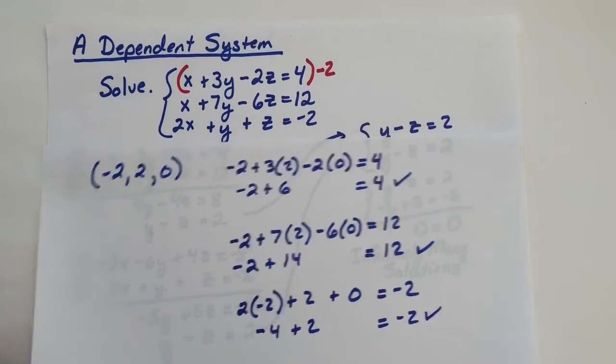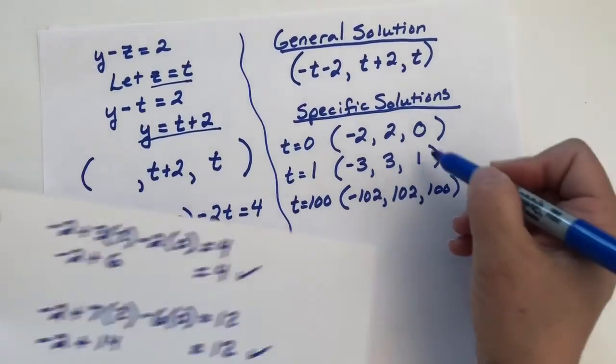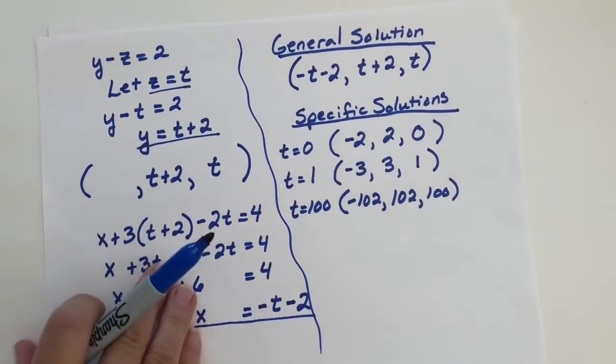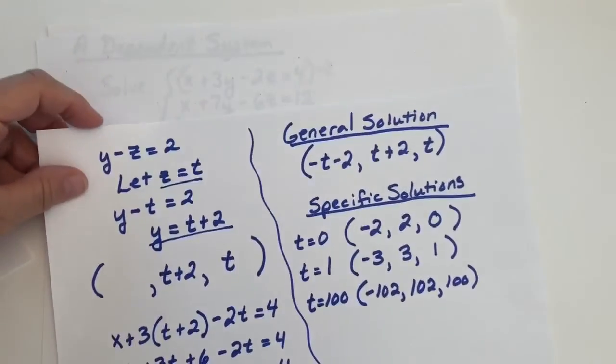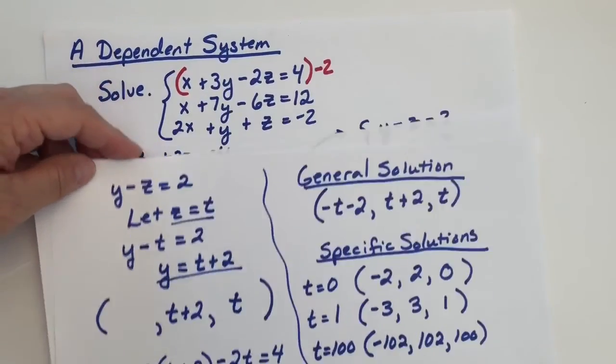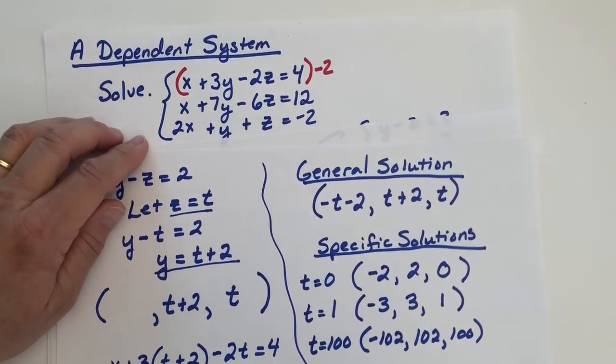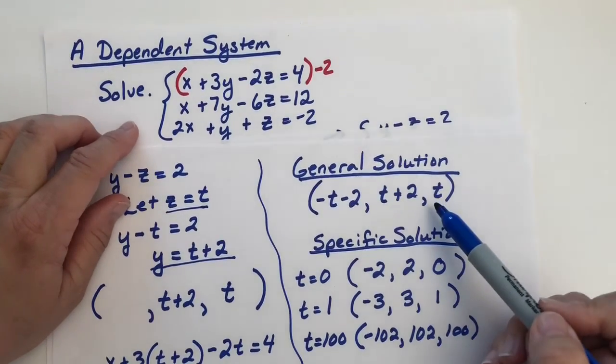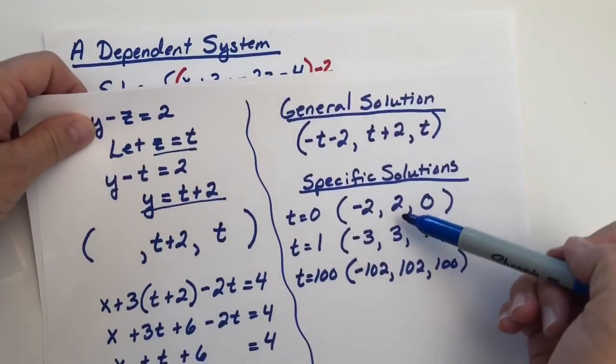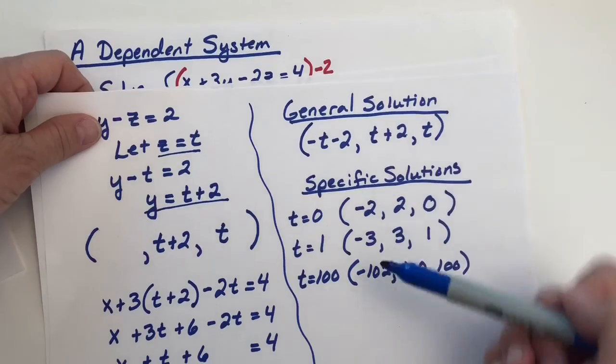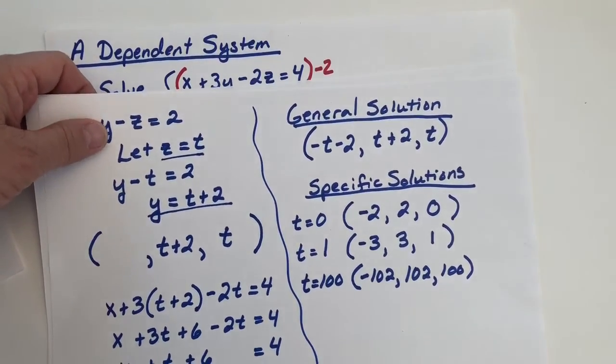Similarly, each of these solutions that I wrote here would work in this particular system. Where'd the system go? There it is. Here's our general solution, and here are just three of an infinite number of possibilities for this particular system.